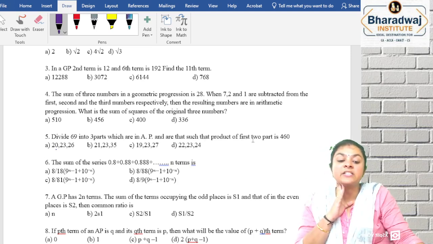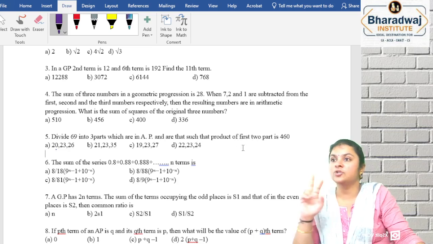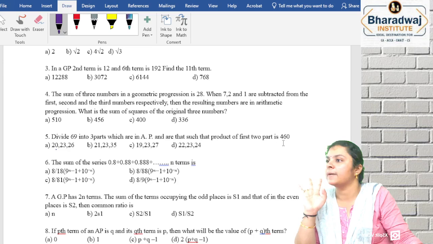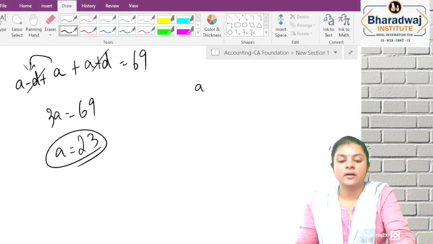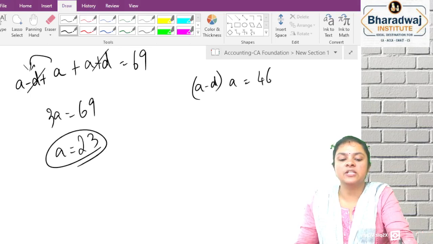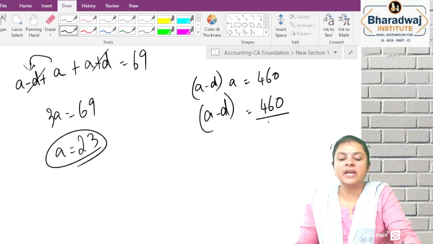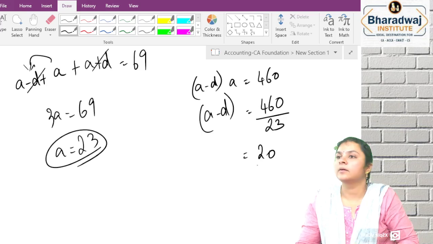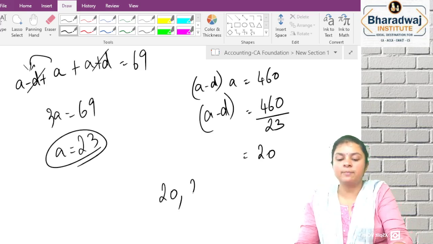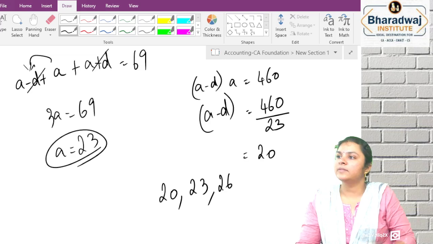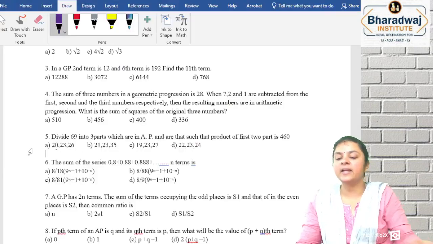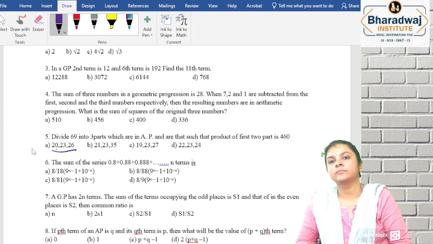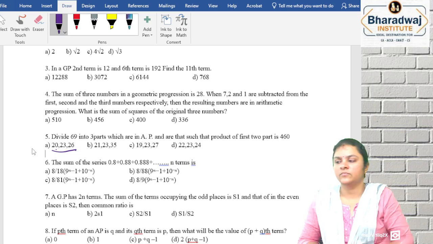The product of the first two parts. So 23 into something should give you 460. So A minus D into A is 460. So A minus D, which is the first term, should be 460 divided by 23. So your first term is 20, the middle term is 23, and the next term will be plus 3, 26. That's all. Your answer is 20, 23 and 26. You can check that also.